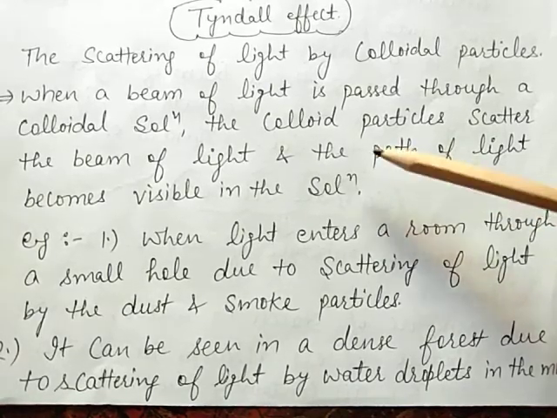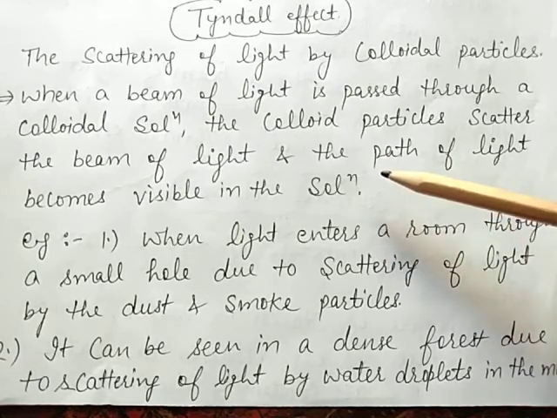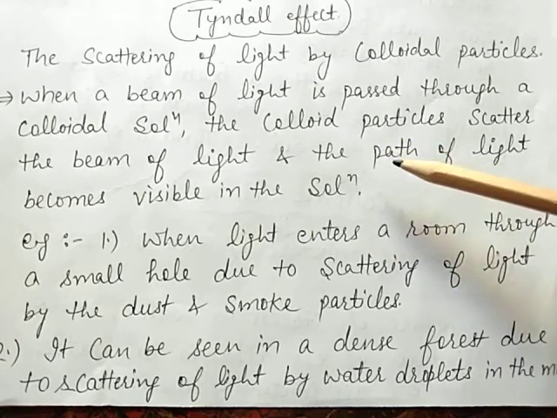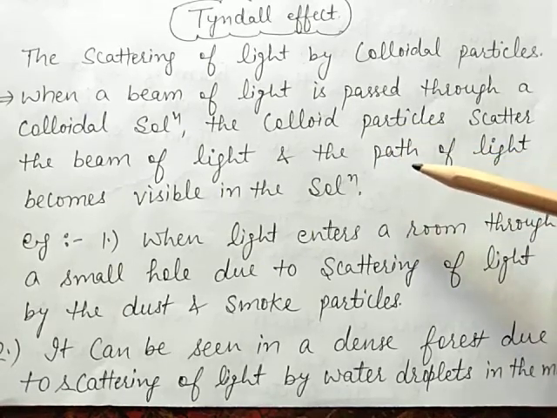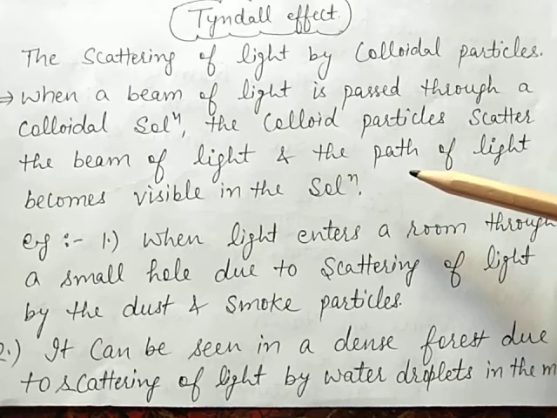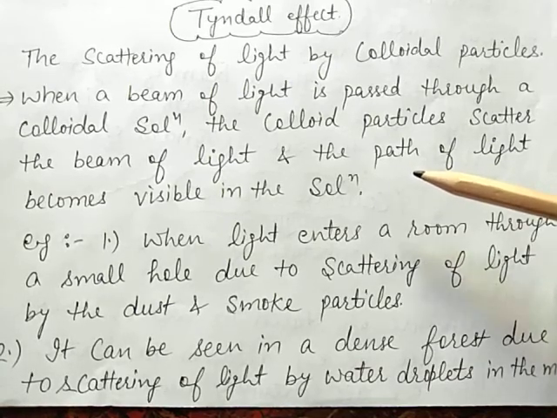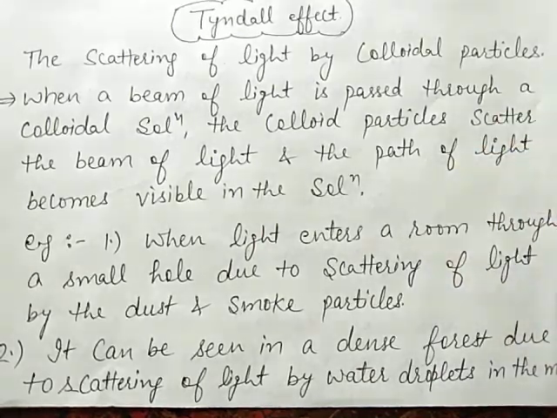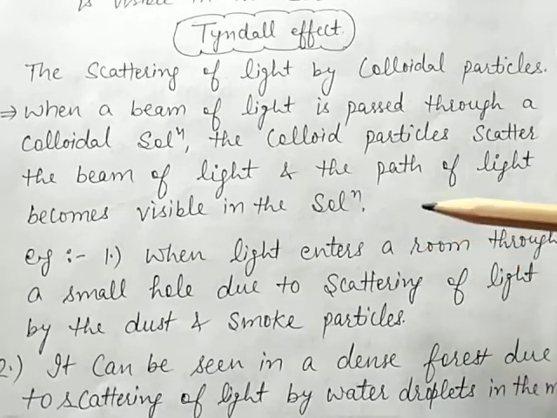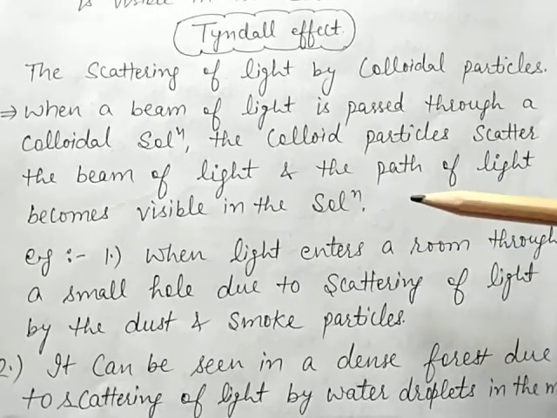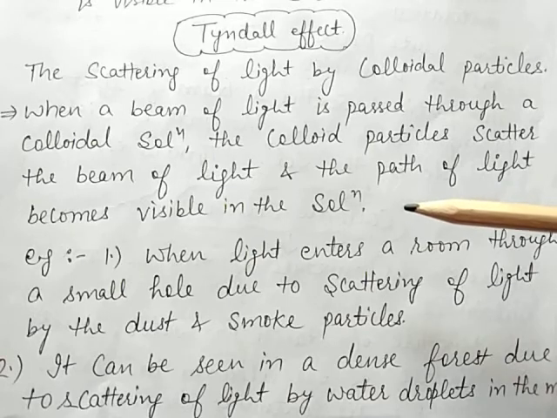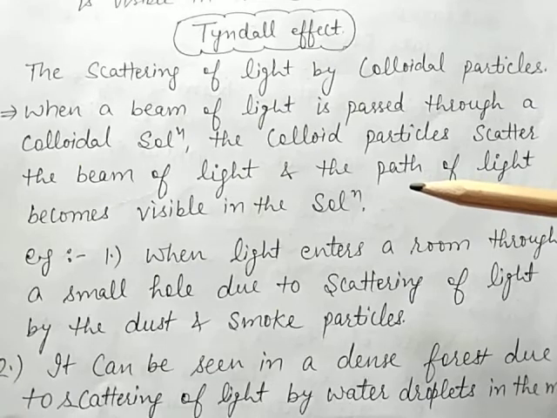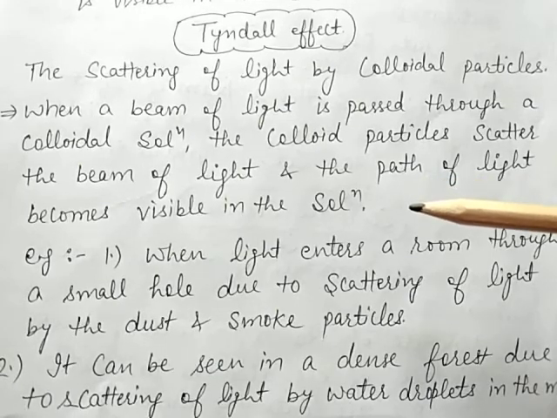The particles present in the colloidal solution have big size to scatter the light present in the beam. These rays as well as the colloidal particles become easily visible. But this effect is not observed in a true solution because the particles present in a true solution are too small to scatter the light.